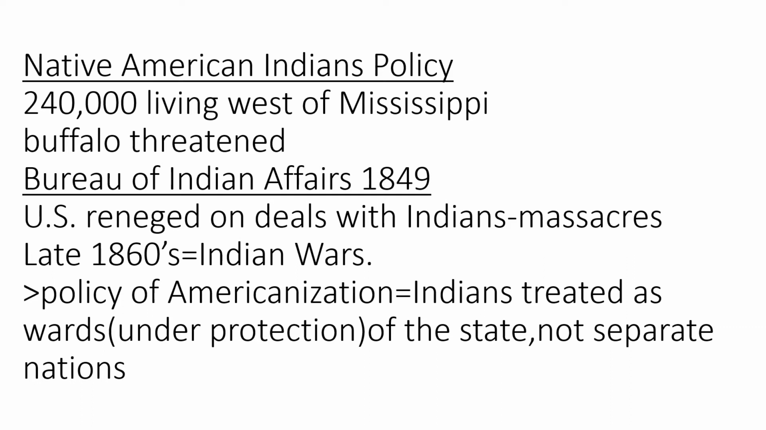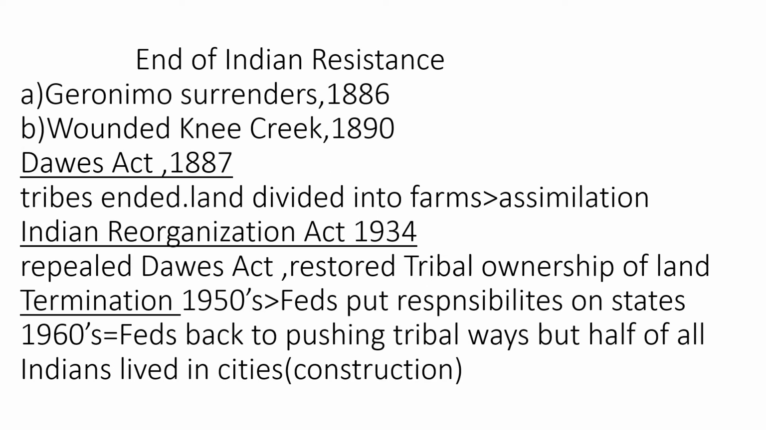The federal government, following this outbreak of violence, pursued a policy of Americanization, where Indians were now treated as wards or under the protection of the United States. They were no longer seen as sovereign entities, which meant the land could be taken for the settlers. Clashes with the Indians continued up to the 1880s, until Geronimo surrendered in 1886, and the final massacre and defeat of Indian Nation occurred in 1890 at the Battle of Wounded Knee.